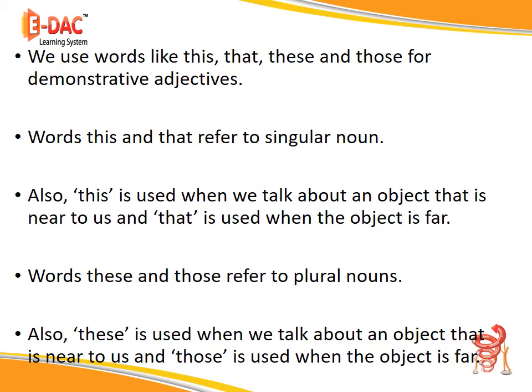Words this and that refer to singular nouns. Also, this is used when we talk about an object that is near to us, and that is used when the object is far. Words these and those refer to plural nouns. Also, these is used when we talk about an object that is near to us, and those is used when the object is far.